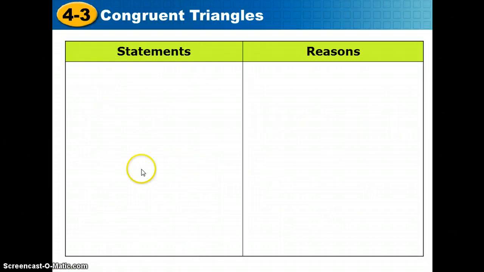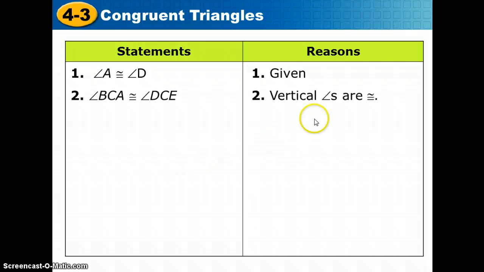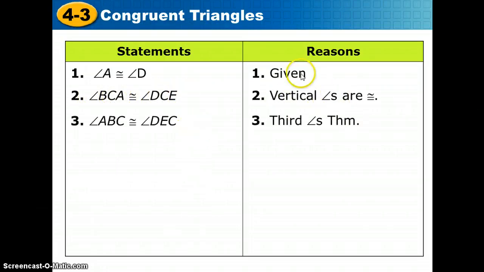Okay, so our proof statements will start off with this. We're going to start with one given at a time. We're going to start off with one pair of congruent angles. Those are given to you. And then we also want to talk about angle BCA and angle DCE because those are our vertical angles. So there's another pair of congruent angles. So if we go in order, our third pair of angles are congruent by the third angles theorem. So there's the three pairs of congruent angles.